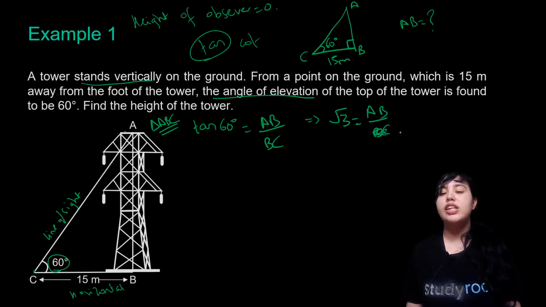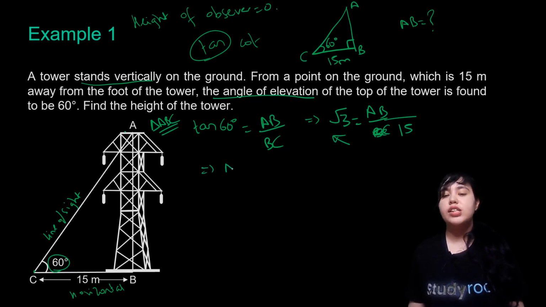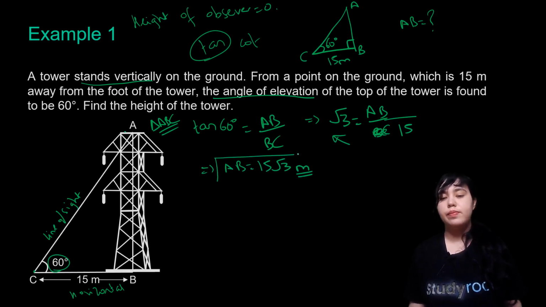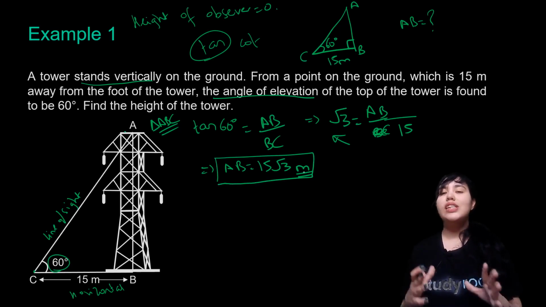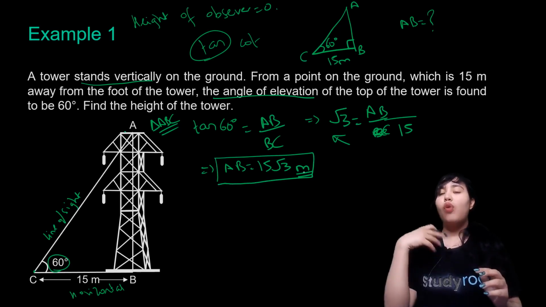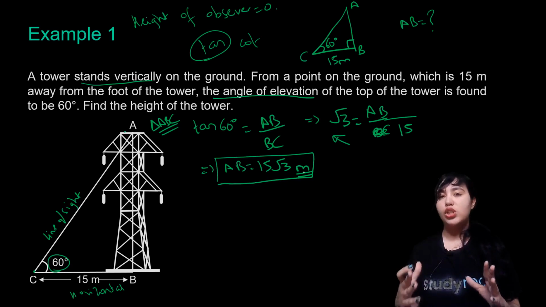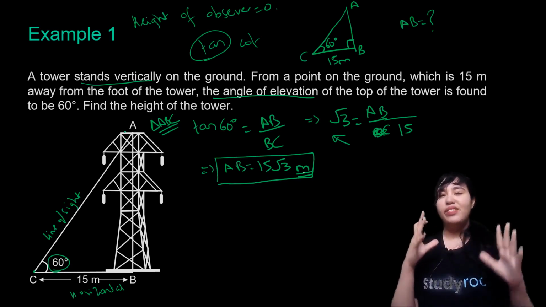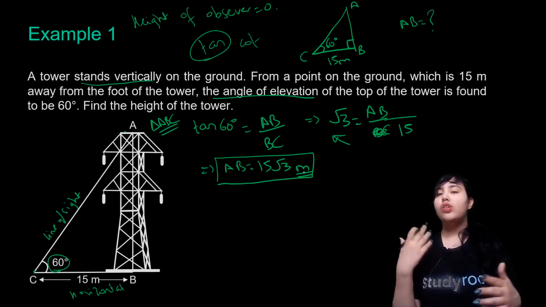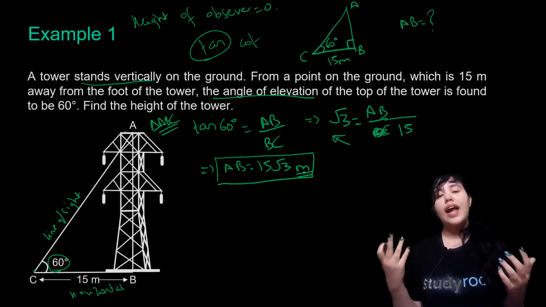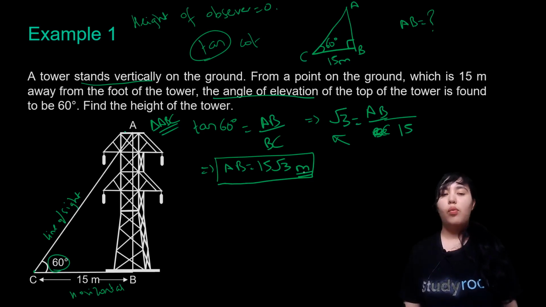AB is what you need to find out. BC is actually known to us, that is 15 meters. So if you multiply them, you get AB as 15 root 3 meters. Okay, the unit has to be meters. So this is your answer. The methodology in all these questions would be to make use of all the information that is given to you in the question, make triangles out of it, and then look for the sides and angles which are known to you. Make use of your knowledge of trigonometry ratios and solve the questions, compute whatever they are asking for.